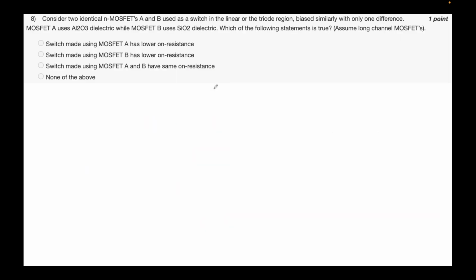Now next, I have a couple more questions and 4 to 5 minutes. I'll try to see if we can finish it off here, or otherwise we'll leave it for the next session. The two identical NMOS are given, and we want to use it as a switch in the linear region. So in the linear region, they are similar with only one difference. MOSFET A uses Al2O3 while MOSFET B uses SiO2.